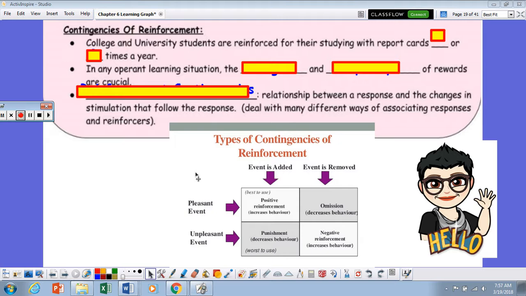So as we go along, make sure that you have your handout and fill in the information that you need. So we're going to start with contingencies of reinforcement.